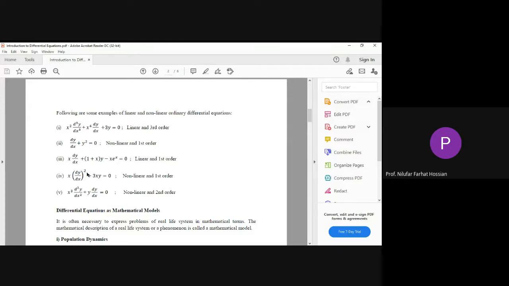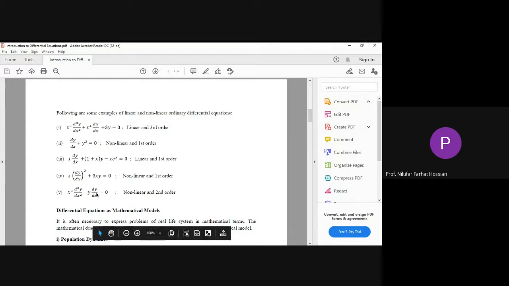So the first condition is not satisfied, because in the first condition, the dependent variable and all its derivatives should be of first degree. But here the derivative is of second degree. So the condition is not satisfied, and so it is not linear. It should be a non-linear equation.